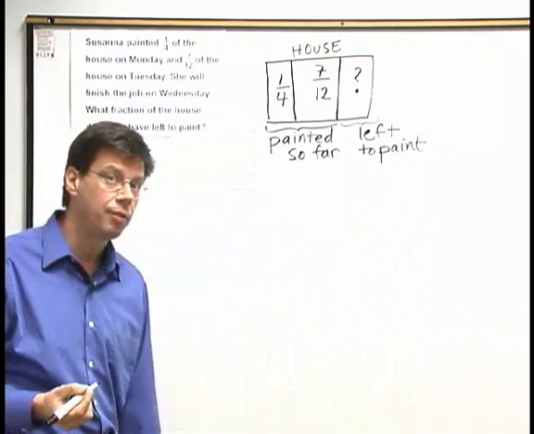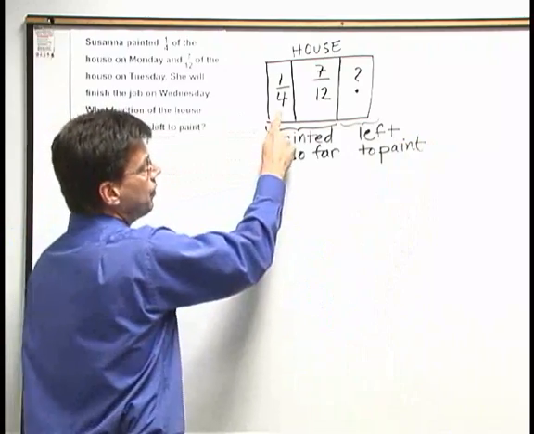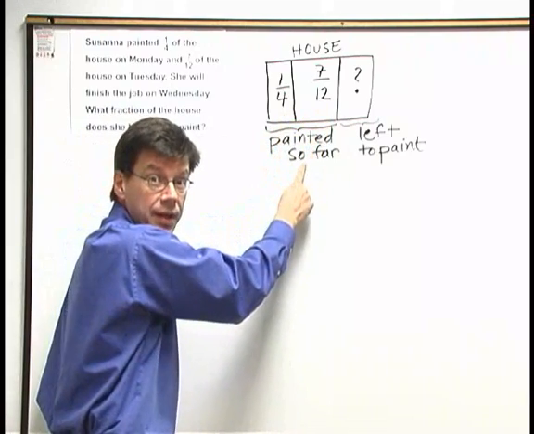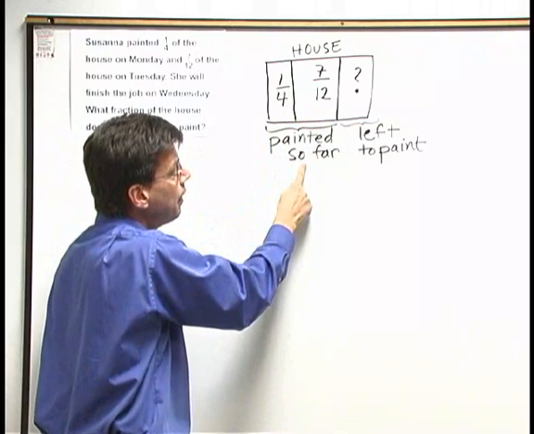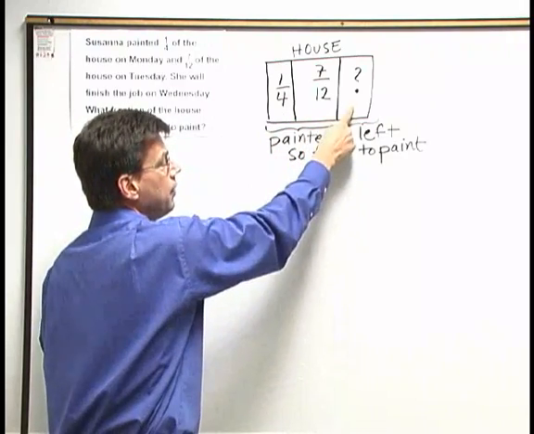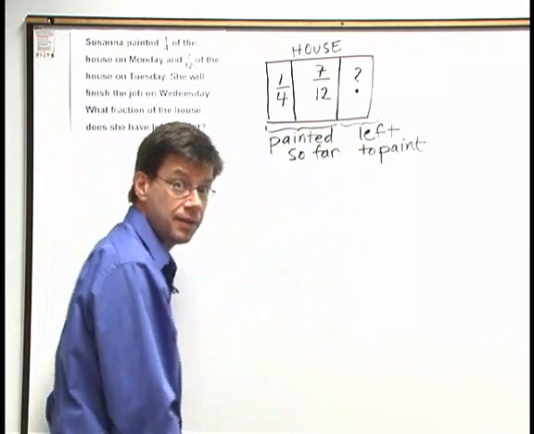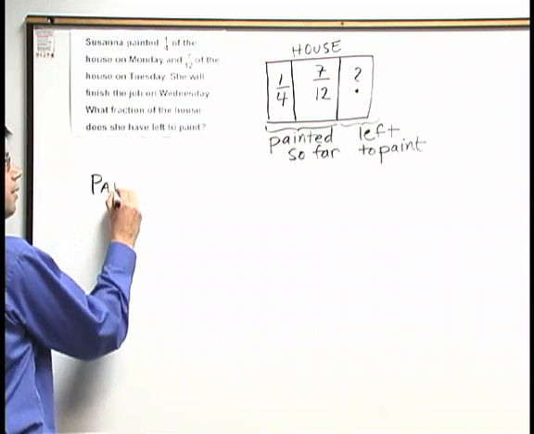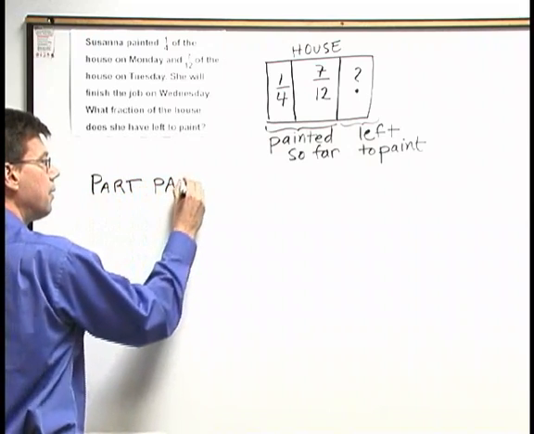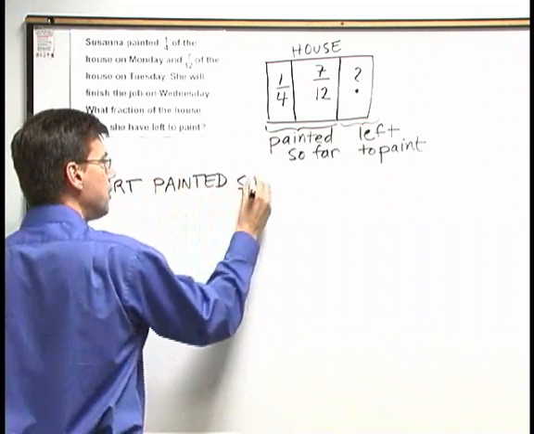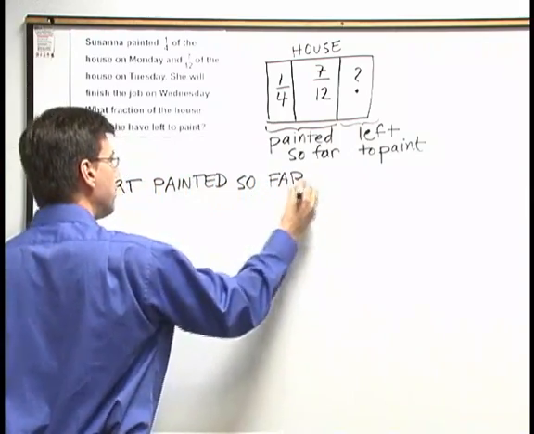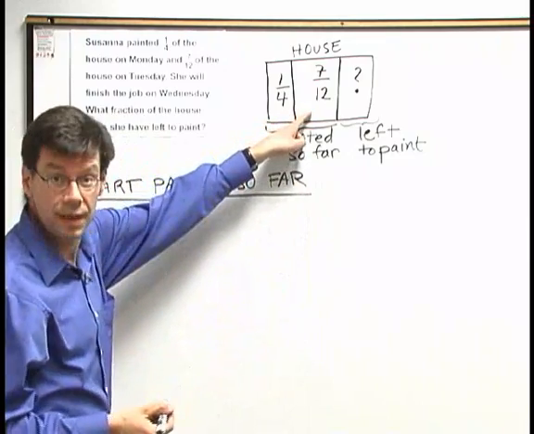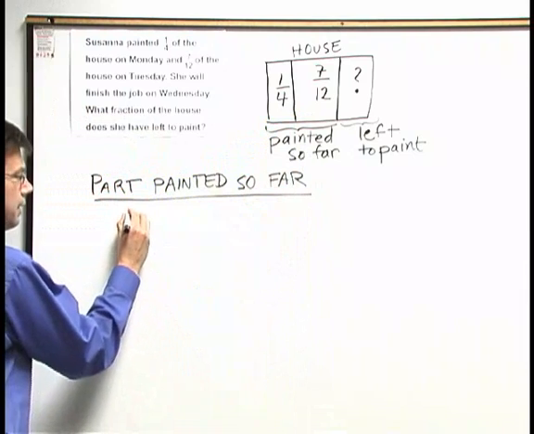We're going to break our problem down into two parts. First, we can add 1/4 and 7/12 to get one fraction that represents what Susanna's painted so far. And then we can subtract to figure out the fraction of the house that's left to paint. So first let's figure out the part painted so far. To do that, we want to add the 1/4 and the 7/12 of the house that she's already painted.